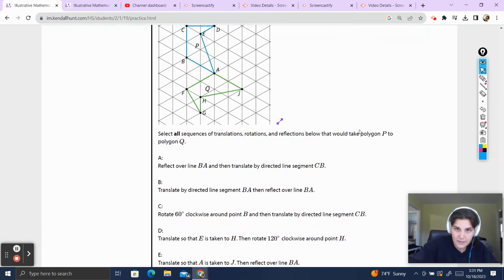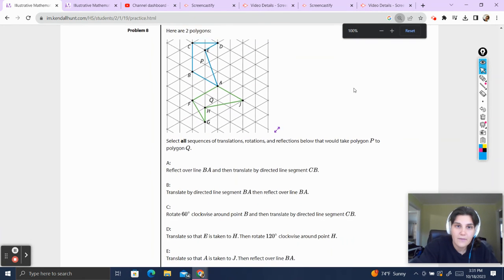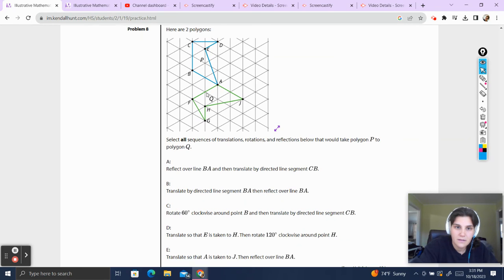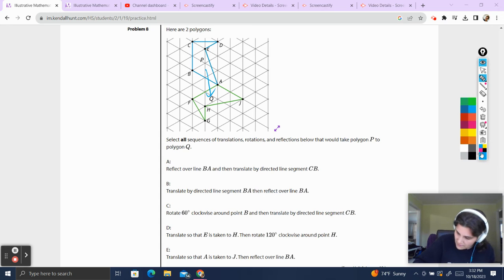Problem number 8. This is our last question for this. Let's zoom out. Here are two polygons. Select all sequences of translations, rotations, and reflections that would take polygon P to polygon Q. So P is going to Q, and it's always important to identify the image and the pre-image. So P goes to Q in this case, and let's change colors so we're not the same color as the graph.